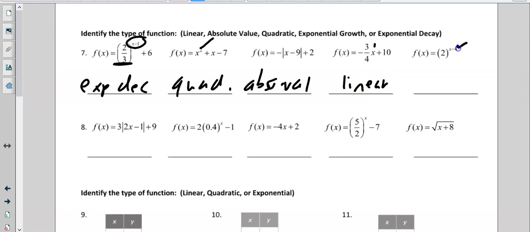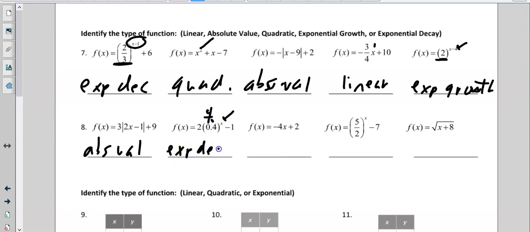Here again, we have an exponential. This number is bigger than 1, so that's going to be exponential growth. That's supposed to be a W in there. Here we have the absolute value bars. Now this one's kind of a tricky one. Okay, we have an exponent. 0.4 is the same thing as 4/10. That's less than 1, so that's exponential decay. Again, here we have a linear function, just a straight line, mx plus b.